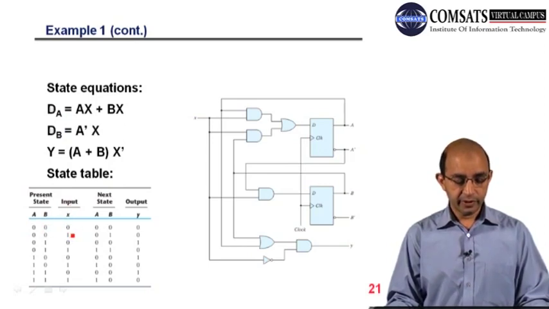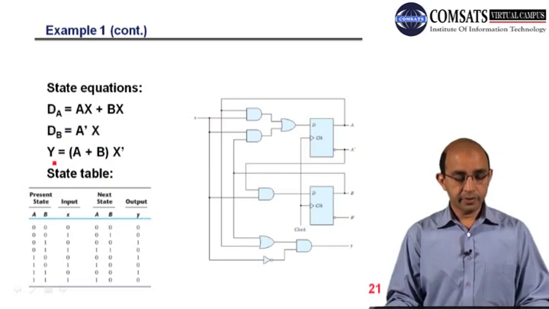So 0 0 0, 0 0 1, 0 1 0, and 0 1 1, and so on and so forth. So what is the next step? We will put those values in those state equations, and we will be getting the next state and the output.